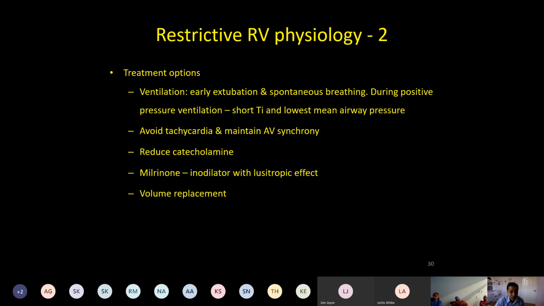Avoid tachycardia. You have rhythm issues in these patients. Try and maintain AV synchrony. So atrial ventricular pacing wires, if they are there, use them. Reduce catecholamine, use milrinone. So inodilator, lusitropic effect, use milrinone, a friend of Fallot's physiology post-operatively. These patients are very volume responsive. So there will be a phase where you need to keep on giving volume, continue milrinone, and give time for this RV to settle down a bit. That's me done.